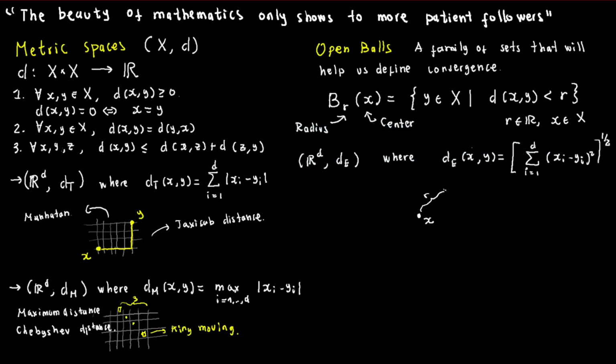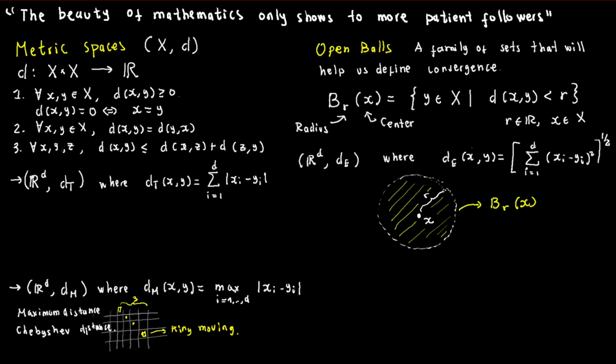But not all open balls are created equal. The Euclidean distance might give us the classic circular open ball. But if we switch things up and use the taxicab distance, the open ball around x looks more like a diamond.